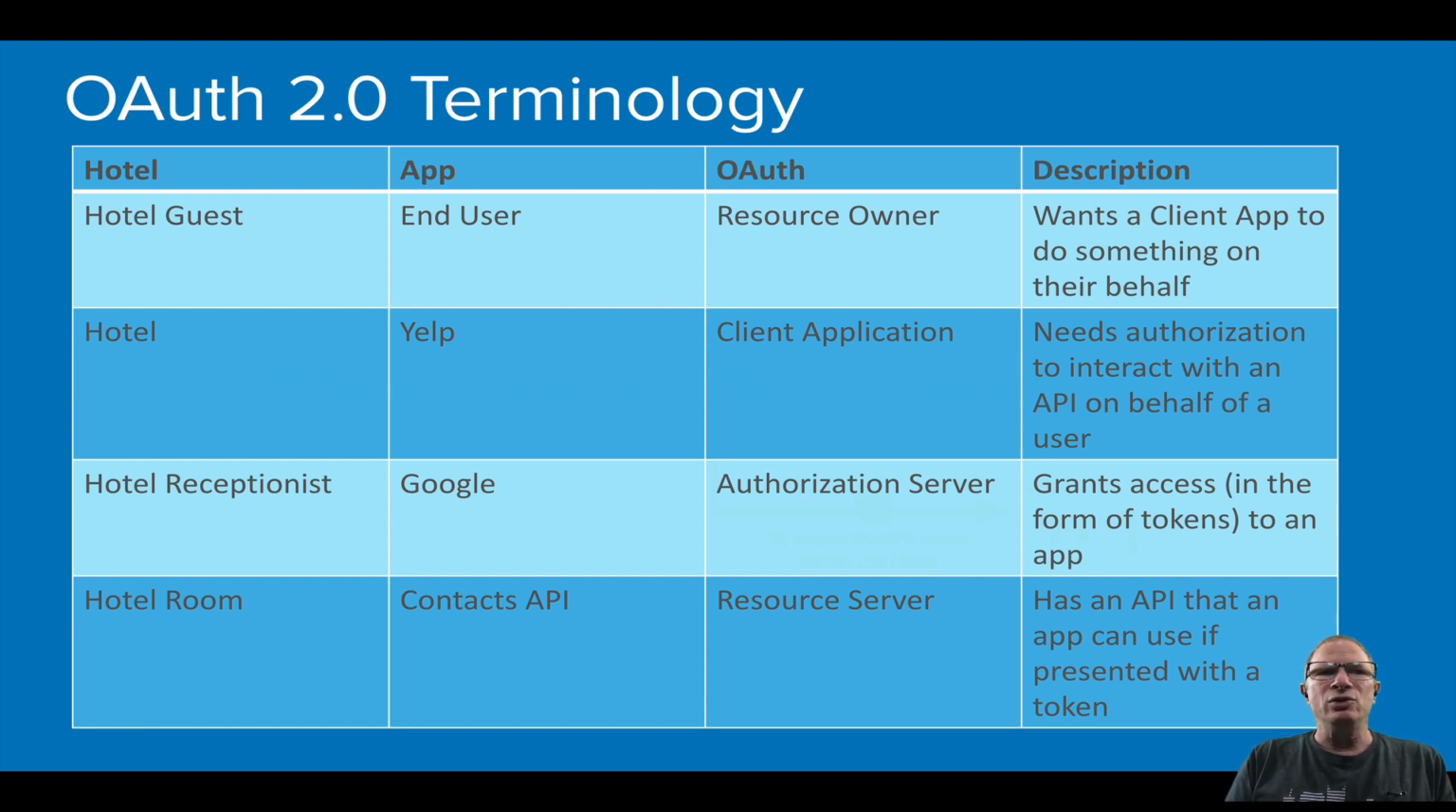So that brings us to some OAuth 2 specific terminology. The third column here are the elements that you'll find in the specification. And in the first column, we have the hotel analogy. And then in the second column, we have the roles, the actors that you'd find when using an app.